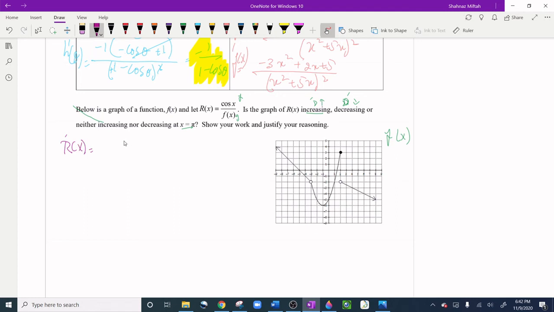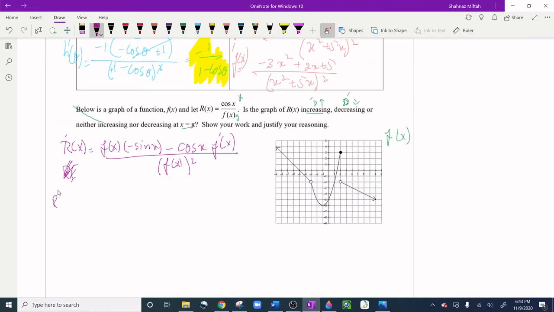And since it's a quotient rule, I'm going to apply it with g as it is, like f of x. You know f of x is not given as a formula, but f of x has a graph, so I just write f of x as f of x. The derivative of cosine is negative sine x, times f of x, minus cosine x times the derivative of f, which is f prime x. Then all of that divided by f of x whole squared.